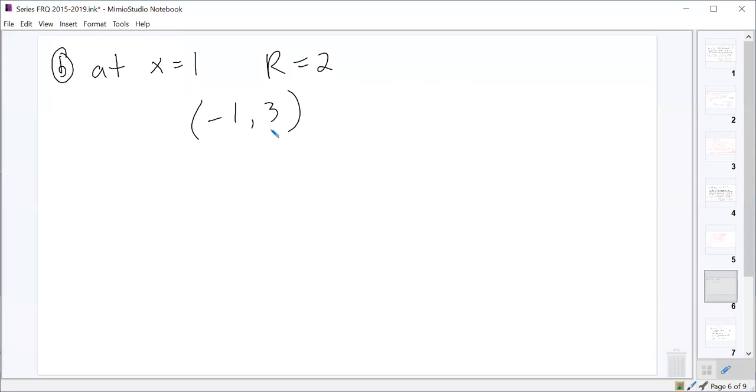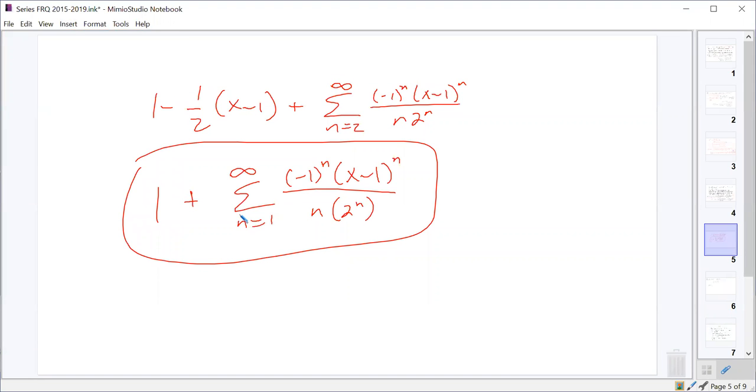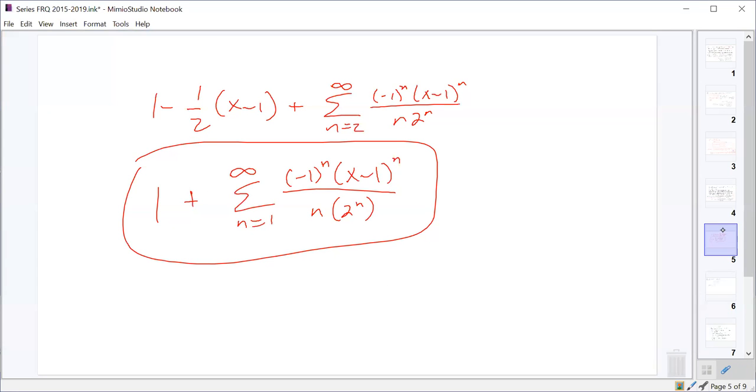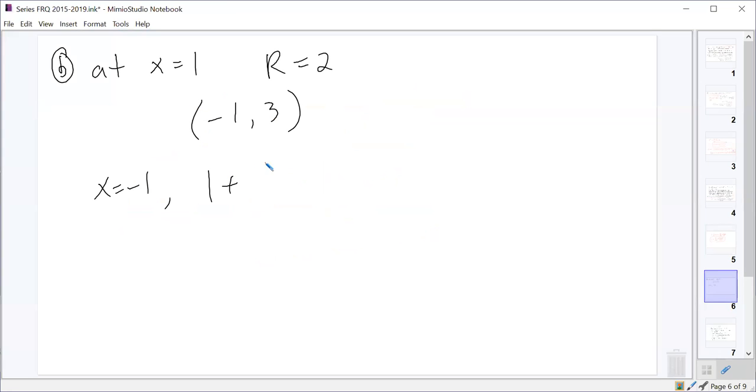So in order to do that, we'll just take a look at what happens at x equals -1. And at x equals -1, if we just look at this, we've got 1 plus, and then if x is -1, this is -2 to the n. So we got -1 to the n, -2 to the n.